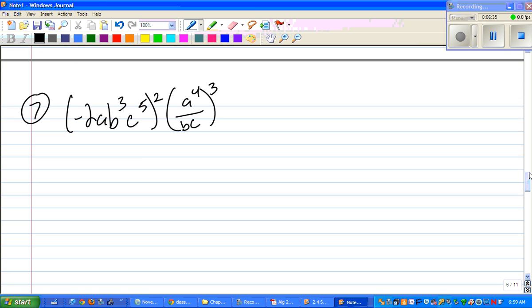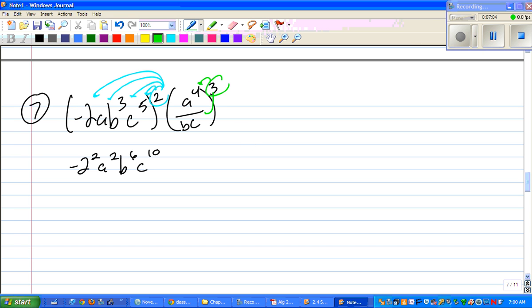Okay. Number 7. So let's take a look at each one of those parentheses to see if you can simplify each one, which you can't. So let's go ahead and distribute everything. So we're left with negative 2 squared, a squared, b to the 6th, c to the 10th.